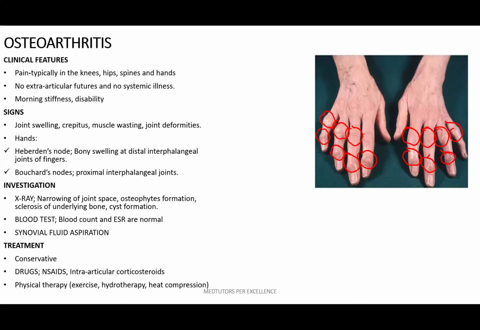Now, in case you are doubting if it is osteo... who can answer this? You have a patient, you are doubting whether it is rheumatoid arthritis or osteoarthritis. What will you do? Which investigation? If you have to do one investigation that will differentiate them, which one will you do?